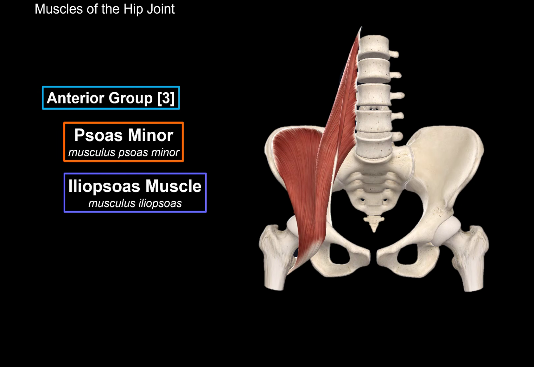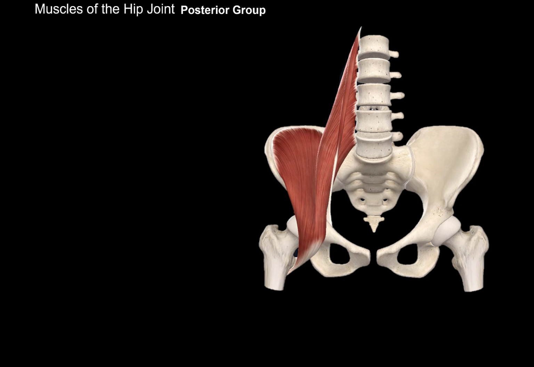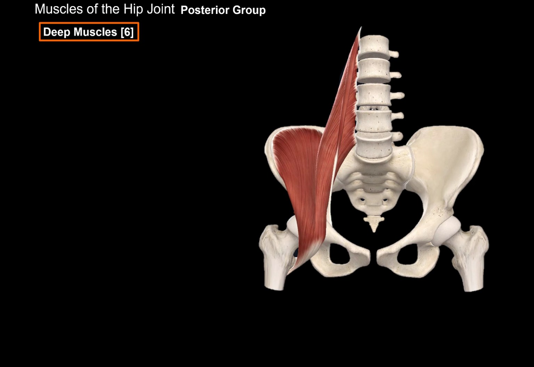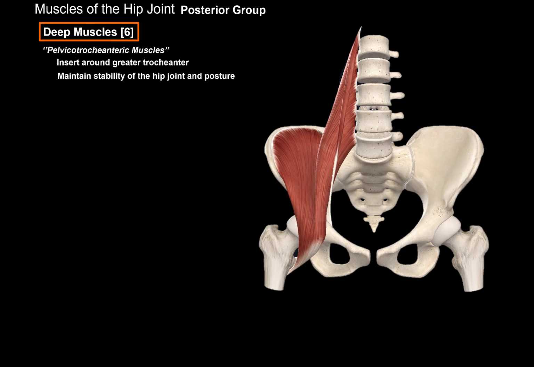Alright, now let's do the posterior group. The posterior group is divided into deep muscles, which consists of 6 muscles, and the superficial muscles, consisting of 4 muscles. The deep muscles are also called the pelvitrochanteric muscles, because all of them insert at around the greater trochanter of the femur, and their function is mainly to maintain the stability of the hip joint and maintain our posture.